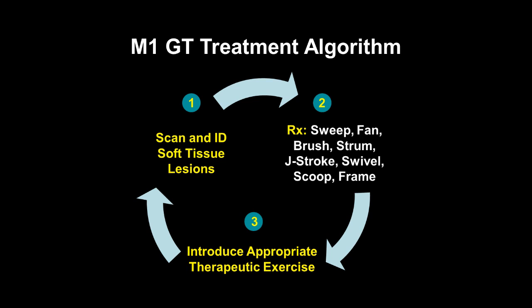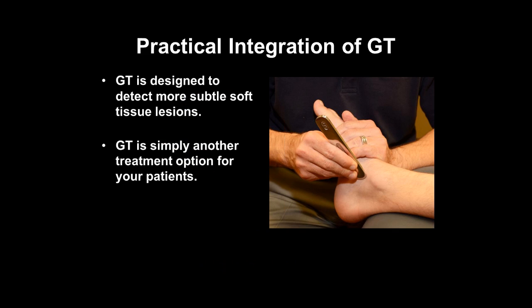We cover this algorithm over and over again as we talk about different injuries and body parts in our Module 1 training. We also have a much more elaborate M2 algorithm that I did not include in this presentation, but we cover that in great detail in our M2 training course. So, practical integration. I want to finish the webinar by introducing you to a case study, but GT is designed to help treat more subtle soft tissue lesions. It's simply another treatment option for your patients, especially if you already use soft tissue mobilization techniques, manual or other.